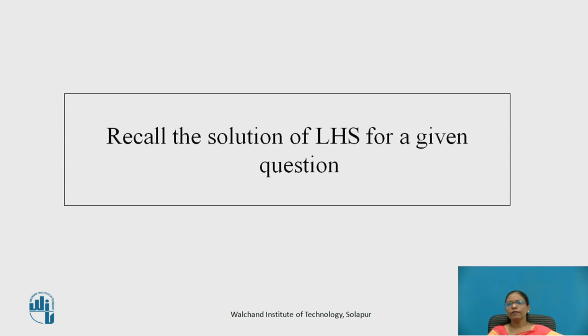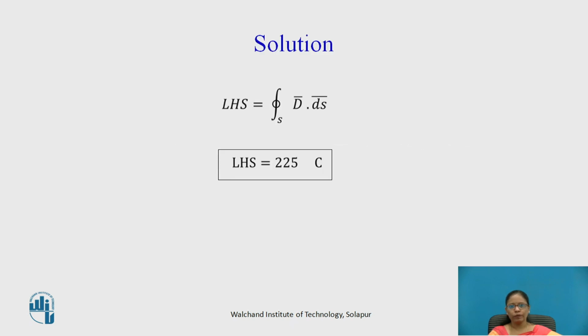So, we have already done the LHS part in the divergence theorem part 1. So, let us recall the solution of the LHS of the divergence theorem. When we solved the LHS part, closed integral of D bar dot dS bar, we got 225 coulomb for the given case. Why I am showing this? Because when we solve the RHS part, we should be able to verify it with the LHS. So, we must know what the LHS is. In part 1, we have calculated LHS as 225 coulomb.